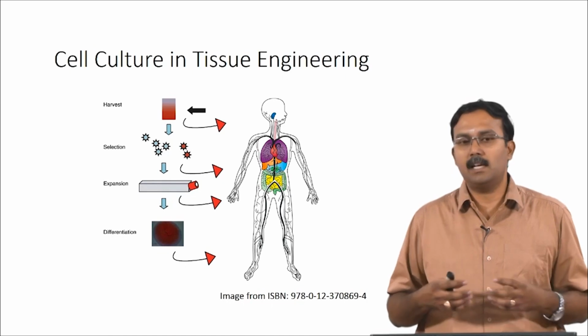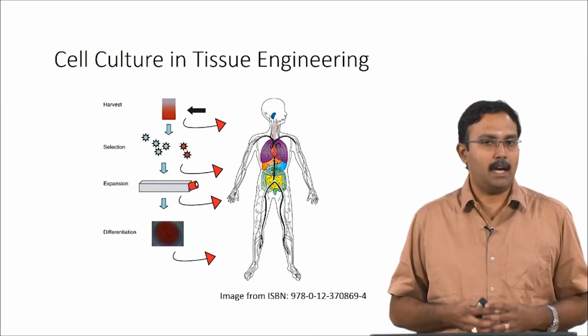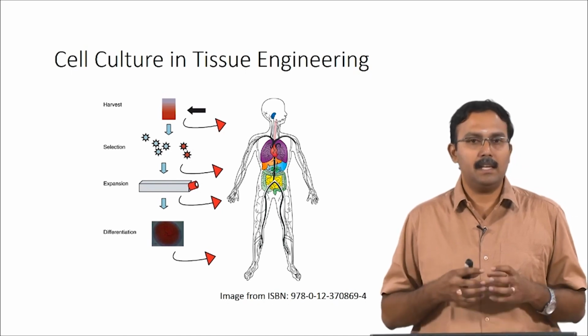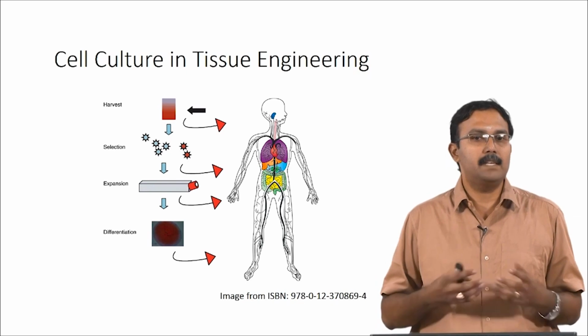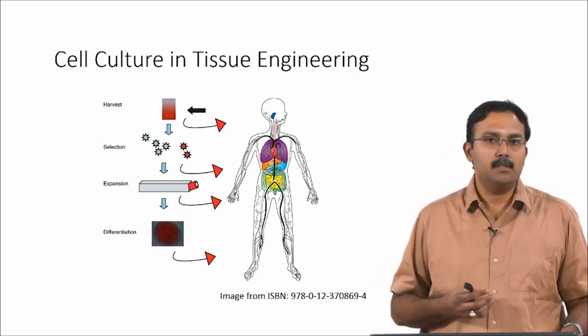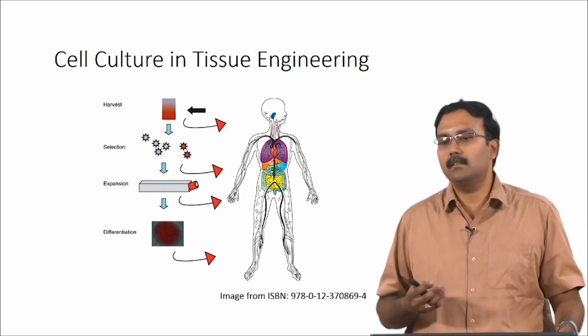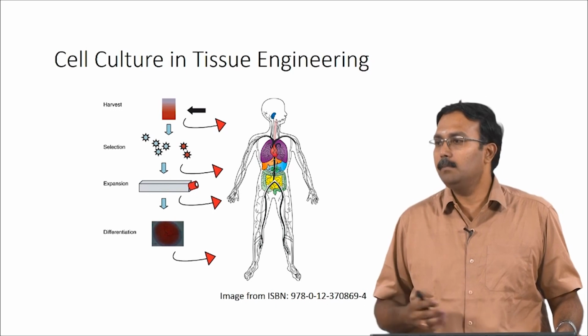So, all these aspects are crucial when you are talking about cells. So, the cell culture aspect is what we are going to be talking about. So, we will talk about first harvesting the cells, selecting and isolating the cells, expanding or culturing the cells, and differentiating the cells. So, these are the different aspects of cell culture. So, harvesting just means taking cells from a tissue. So, it could be from different tissues.